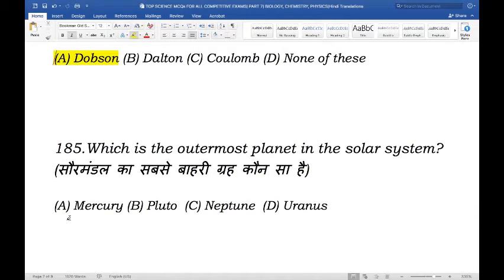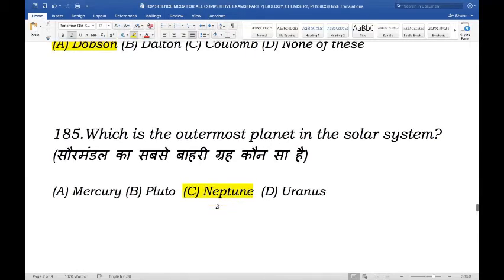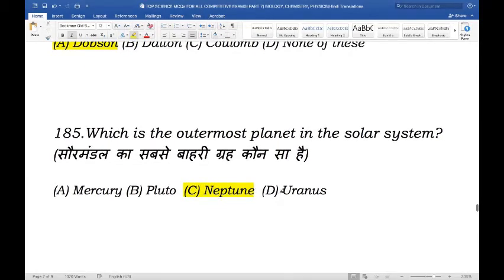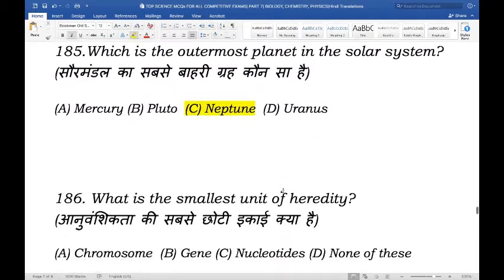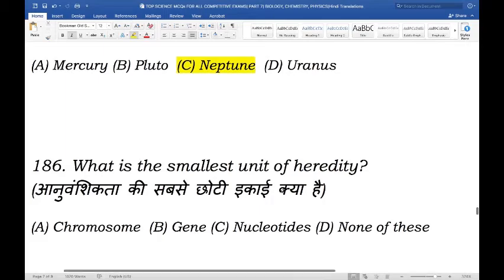Which is the outermost planet in the solar system? Is it A, Mercury, B, Pluto, C, Neptune, or D, Uranus? Which of these planets is the outermost planet in our solar system? So the right answer here is C, Neptune. Neptune and Uranus are the outermost planets known as ice giants. So remember, Neptune is the outermost planet, but Neptune and Uranus both are known as ice giants. Moving on to the next question.